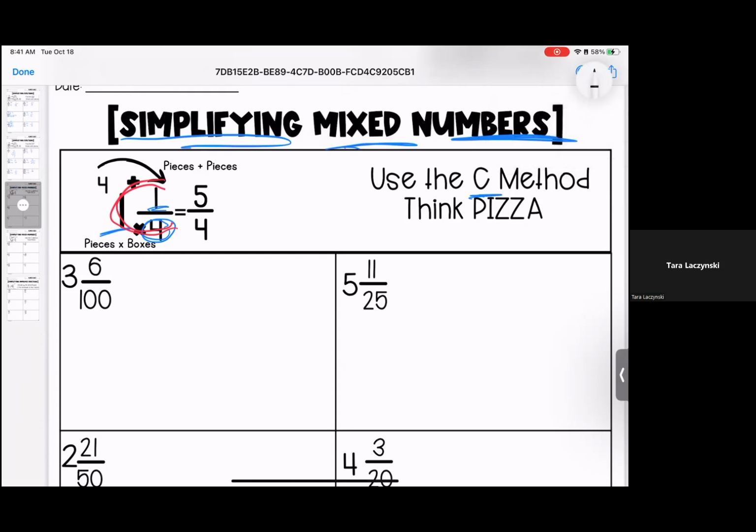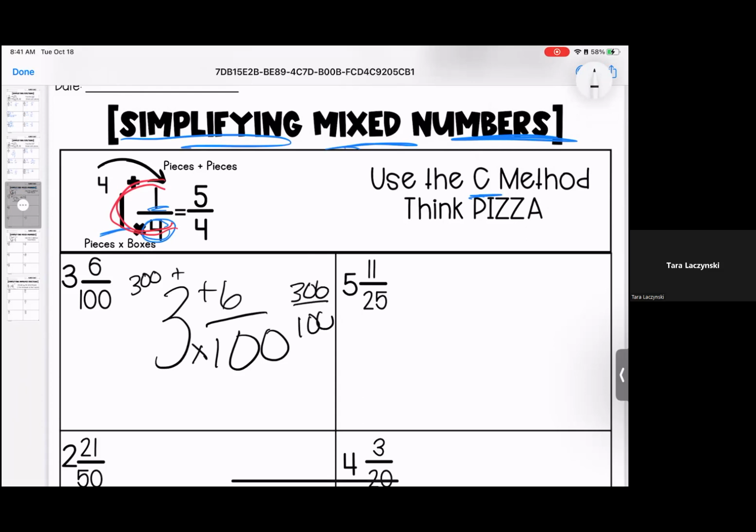So let's take a look, and I'm going to write this a little bit bigger for solving's sake. So we're going to multiply by the bottom, add the top. 100 times 3 is 300. Add 6 is 306. We don't change the denominator because remember, the pizza box is not going to grow, right? It's going to stay exactly the same size.